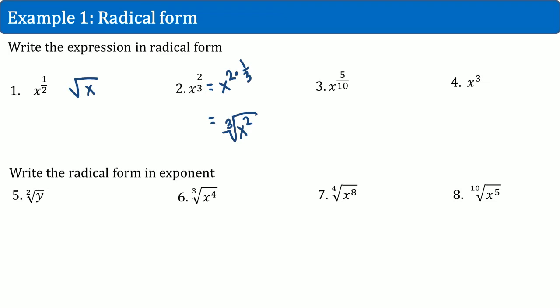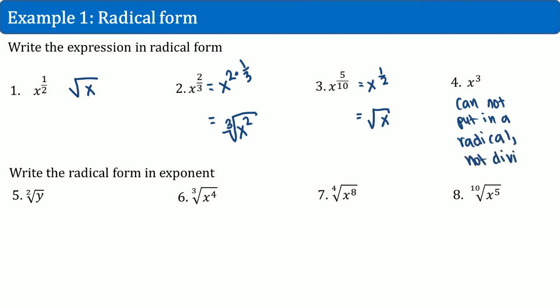x to the 5/10, we can simplify that to just 1/2 because 5/10 can be simplified to 0.5, or in fraction form 1/2. And we can write that as just radical x. What about x to the 3rd? We cannot put that in a radical. Why? Because there's no divide-by value. The exponent here isn't being divided by anything.